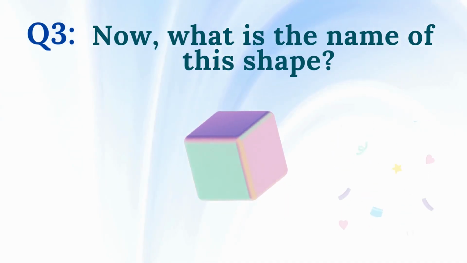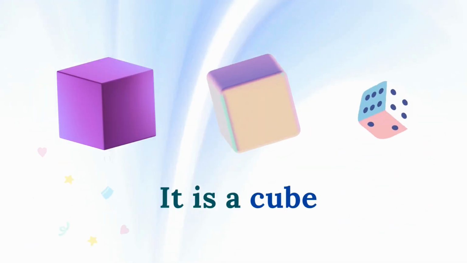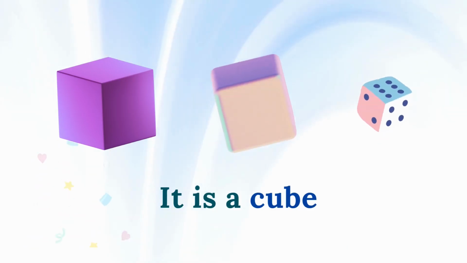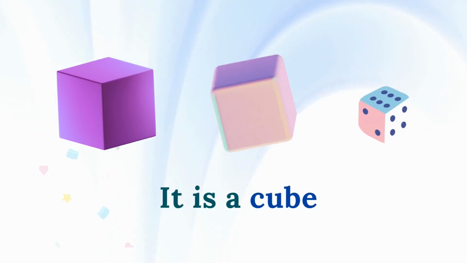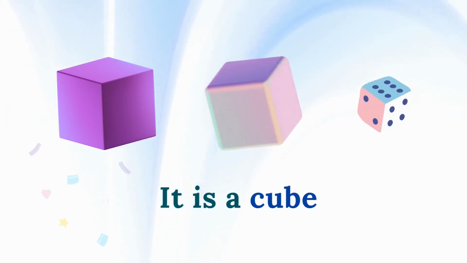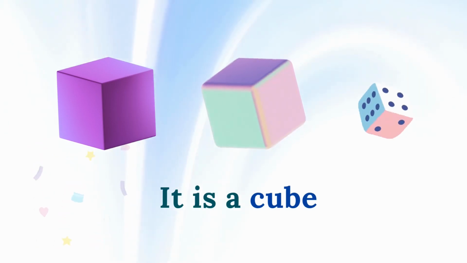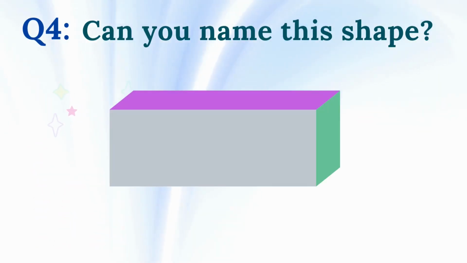Now, what is the name of this shape? It is a cube. Fantastic. A cube has 6 equal square faces, 8 corners, and 12 edges, just like a dice or a building block. Can you name this shape?